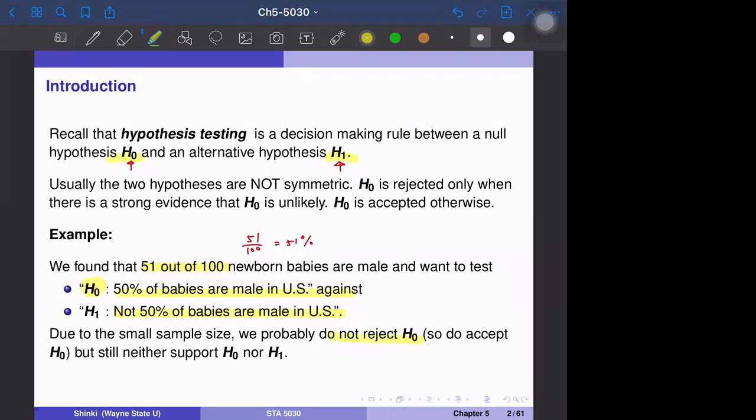So that means we are kind of accepting H0. We don't say we accept H0, but we don't reject H0. But that means we still neither support H0 nor H1.